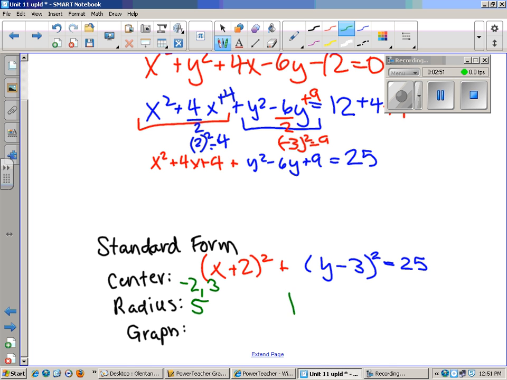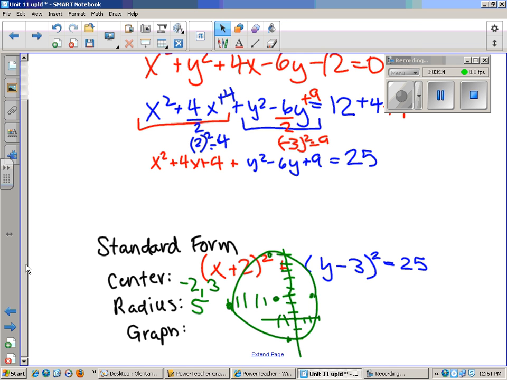And then I graph it, and that gives me negative 2, 3: negative 2, up 3. So that's the center, and the radius is 5, so I go over 1, 2, 3, 4, 5, down 1, 2, 3, 4, 5, left 1, 2, 3, 4, 5, and up 1, 2, 3, 4, 5. So there's my circle. Okay, we're good at that?